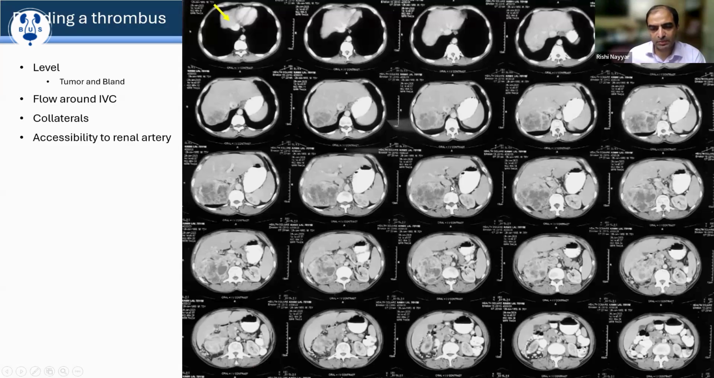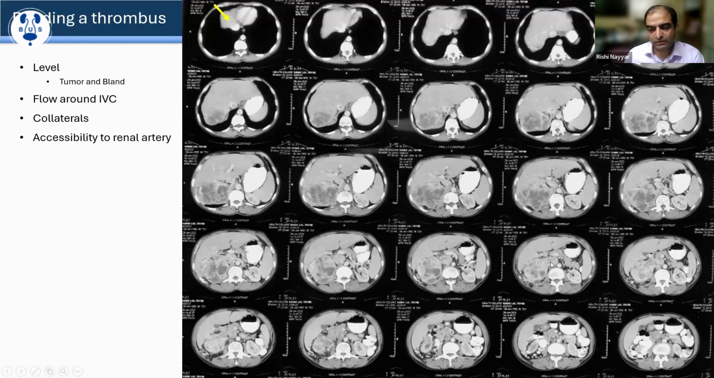Here again, you can see the IVC has now started engorging and increasing in diameter, and this is the thrombus. At this point, we see that there is a continuity of the thrombus along with this tumor. So this is probably the renal vein area. Now from here on, you see that this tumor thrombus is present in the IVC, and the tumor mass is separated. So the tumor thrombus has completely occluded the IVC.